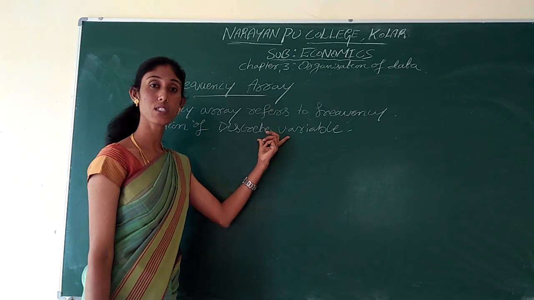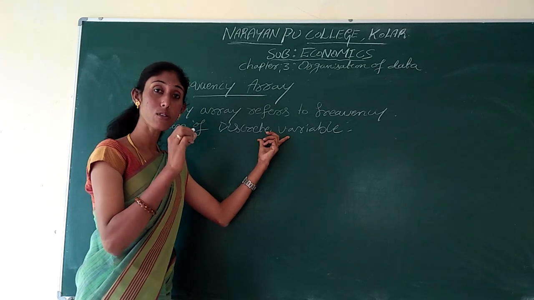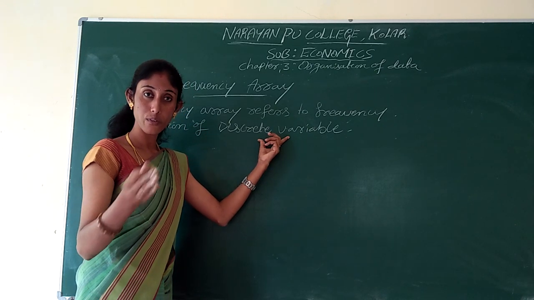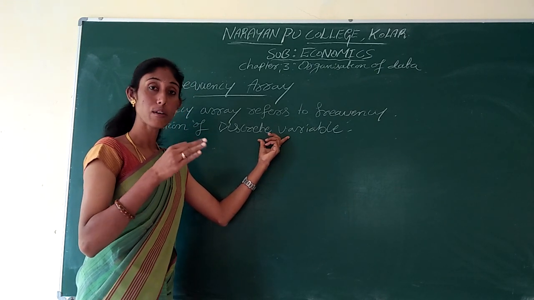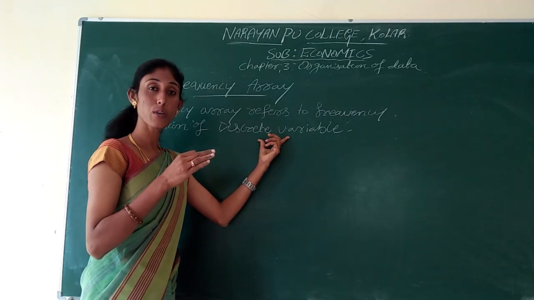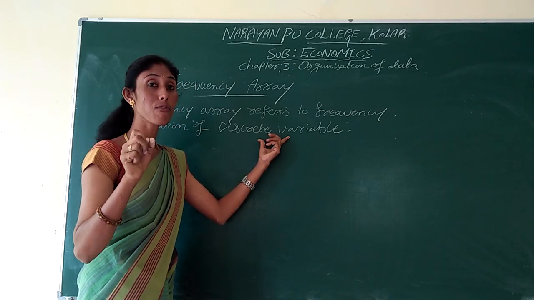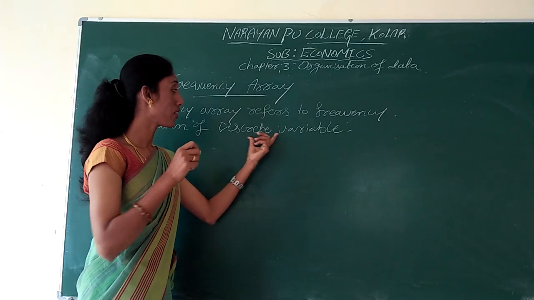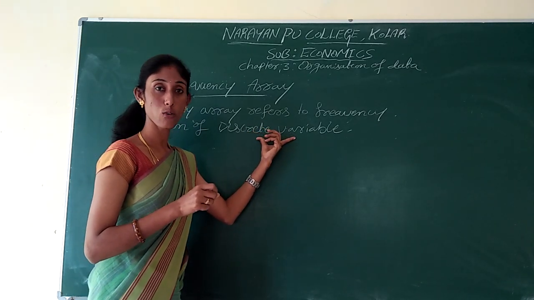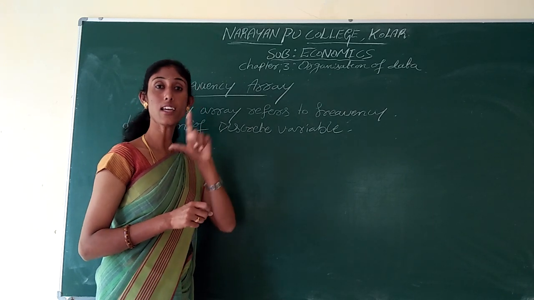Here discrete variable means we only take certain values, and the values jump from one to another value. It won't consider integrals and fractions. When we distribute the frequency relating to a discrete variable, that frequency distribution is called a frequency array.